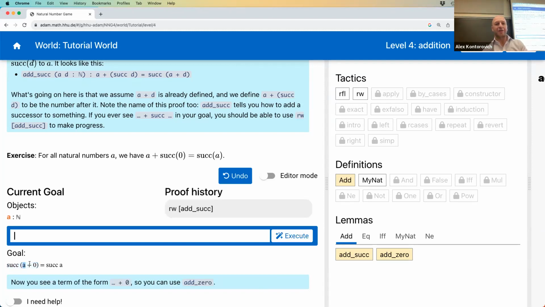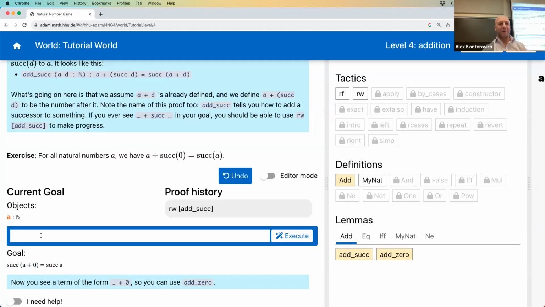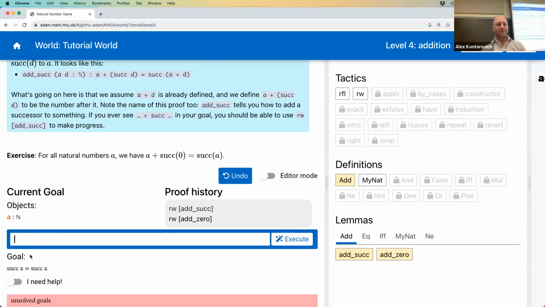And so now I have successor of A plus 0 is equal to successor of A. How do I get rid of the fact that it's A plus 0 there? Add_zero, exactly. Now it's add_zero, not zero_add. So you want to see addition, then 0. That's the pattern that it'll find. So if I rewrite add_zero, now it has the last step, which is going to be REFL.